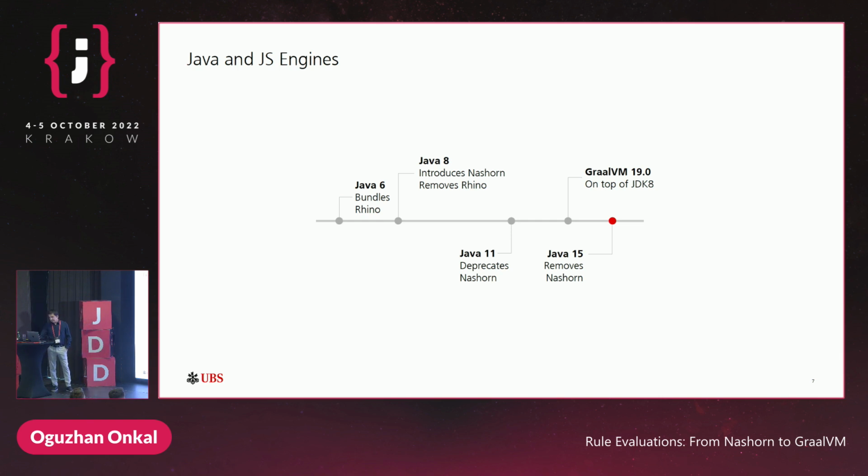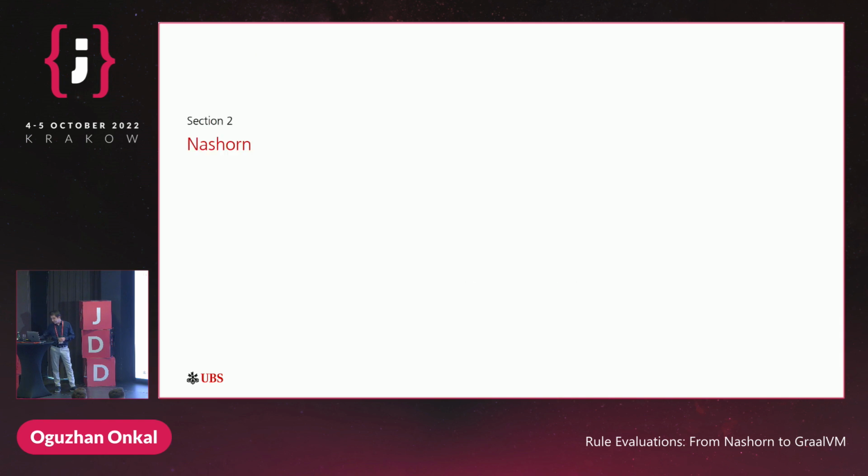And actually, it doesn't mean Oracle removed them from the stack, but these Rhino and Nashorn are still alive. You can just go to GitHub and check their latest versions. So now let's look at Nashorn and how we can actually use it.